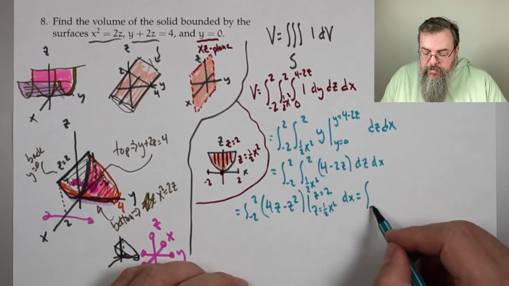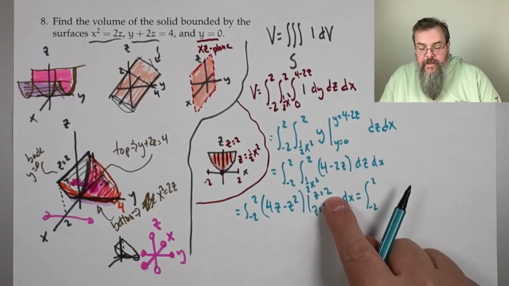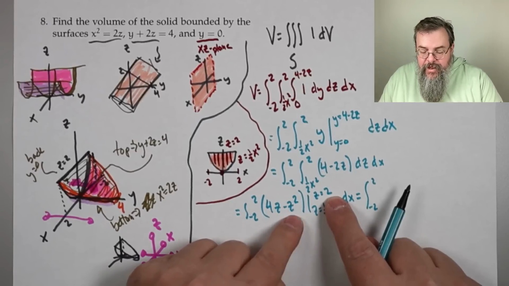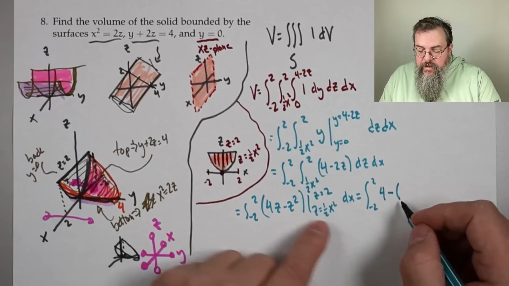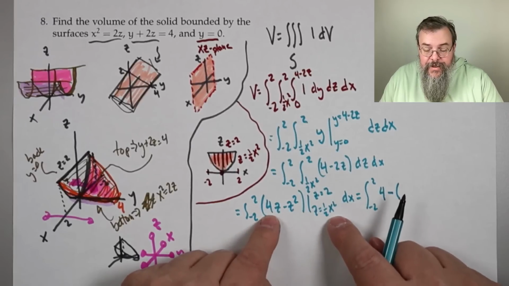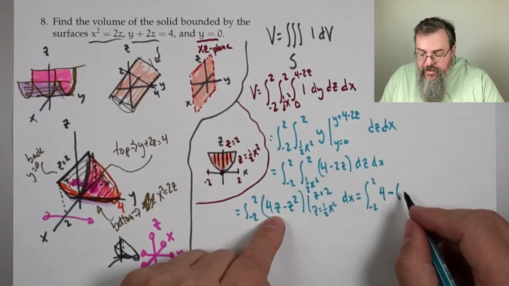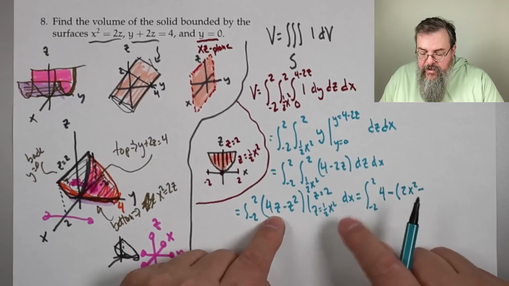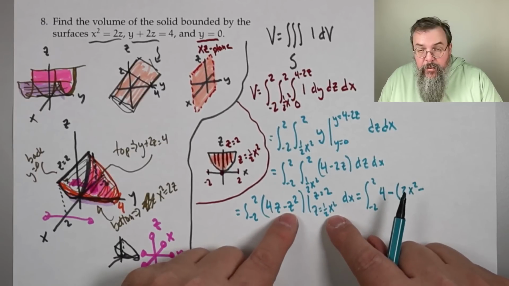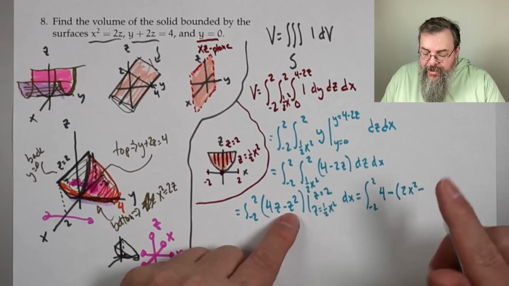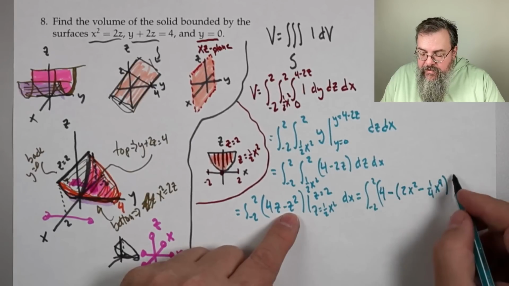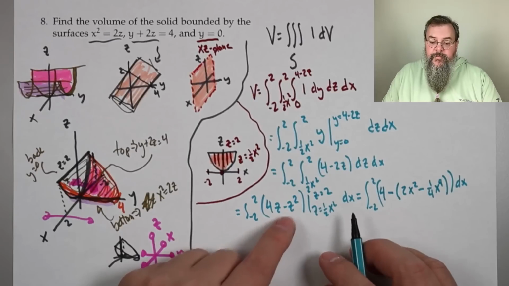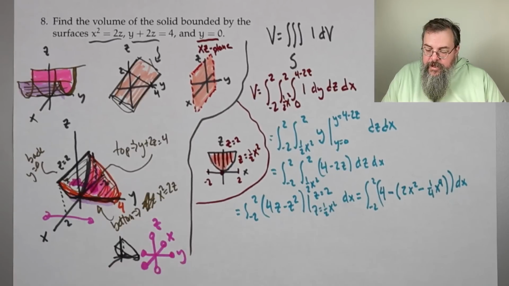Now, when you plug in 2, what do you get? You get 4 times 2 is 8, minus 2 squared is 4. So you get 4, subtract 4 times 1/2 x squared. Well, 4 times 1/2 x squared, that'll be 2x squared. Subtract 1/2 x squared squared. All right, half squared is a fourth, so that'll be 1/4 x to the 4th. All right, and that's dx. Okay, good. We're getting close.